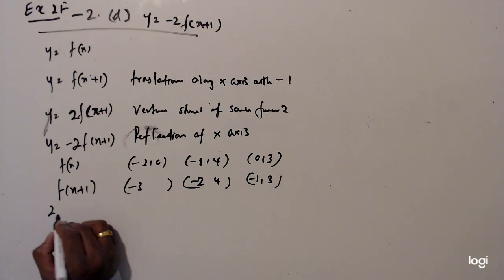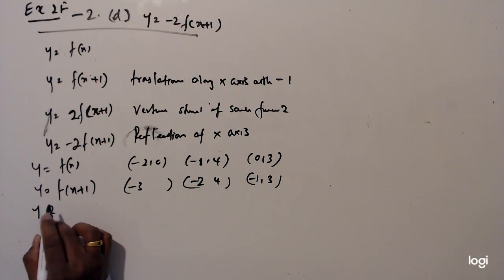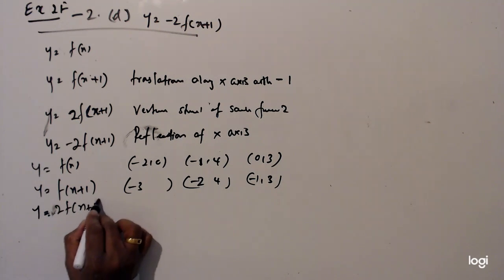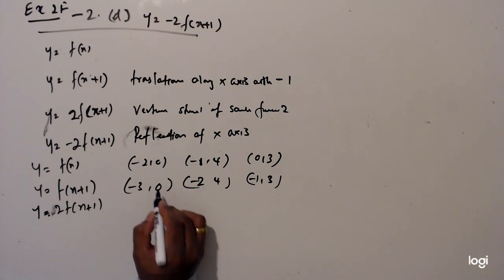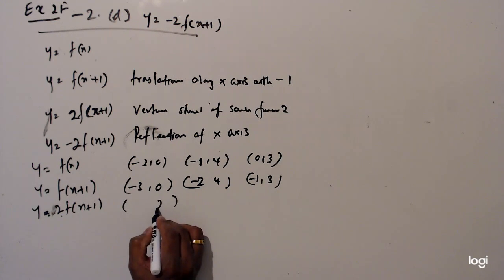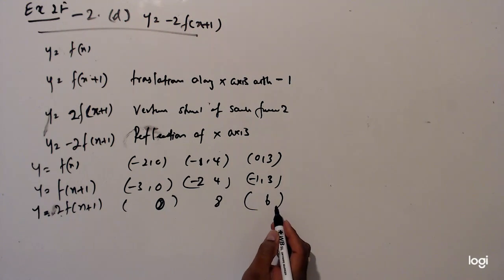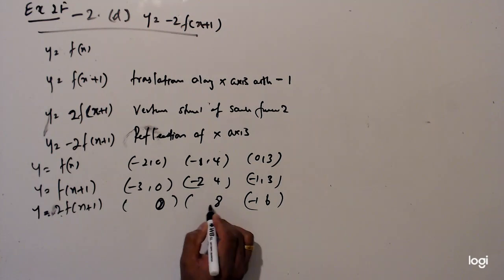And then 2f(x plus 1). So we are multiplying the y value by 2. 0 times 2 is 0, this is 8 and this is 6, and the x values stay the same.